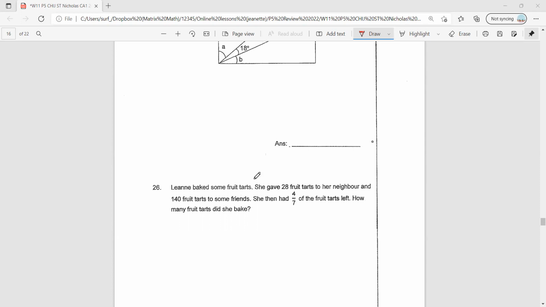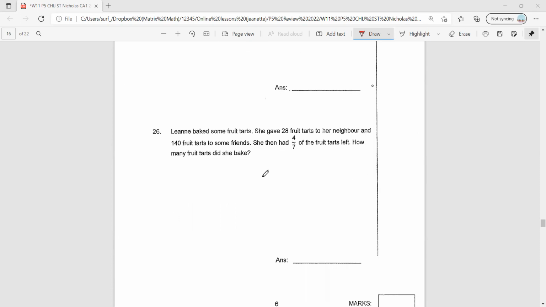Leanne baked some fruit tarts. She gave 28 to her neighbor and 140 to some friends. She then had 4 sevenths left. How many fruit tarts did she bake? How much did she give away, in terms of fraction?